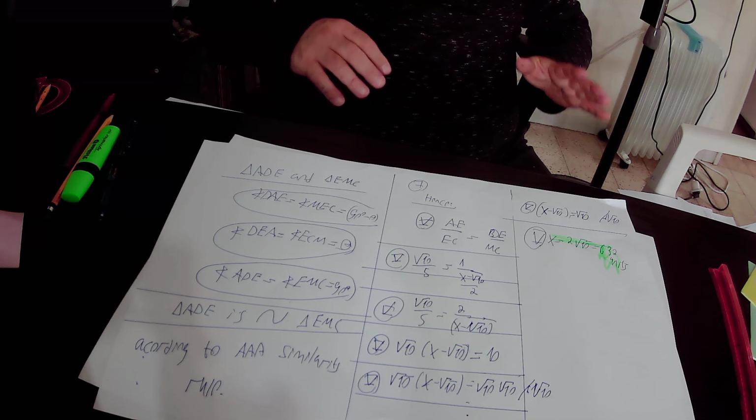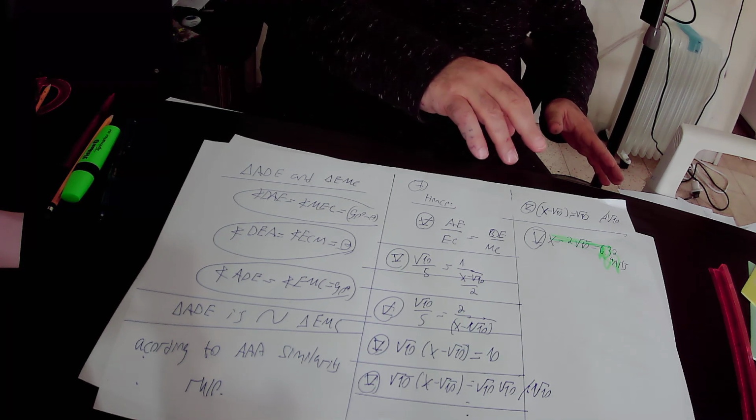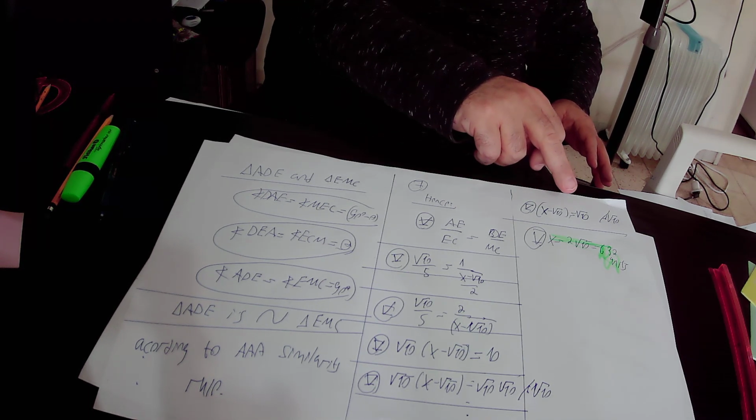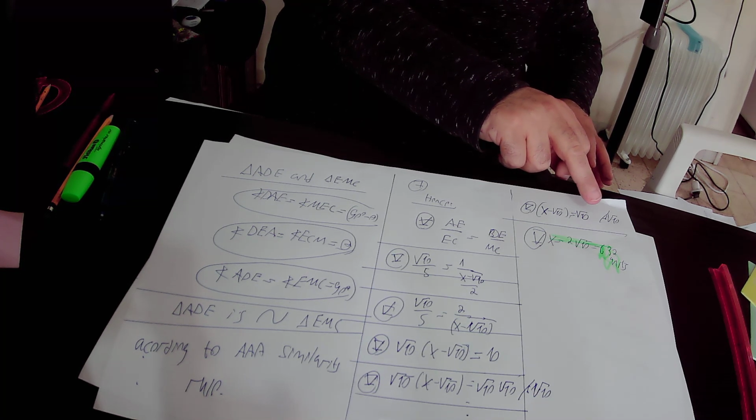So in both methods, we found that x equals either 2 times square root of 10 units, or in terms of numbers, it is equal to 6.32 units.